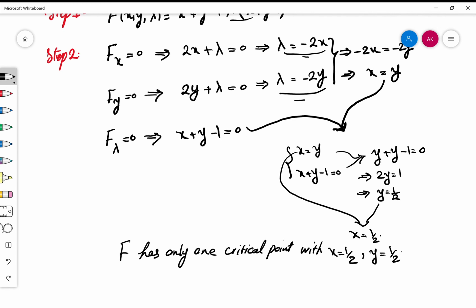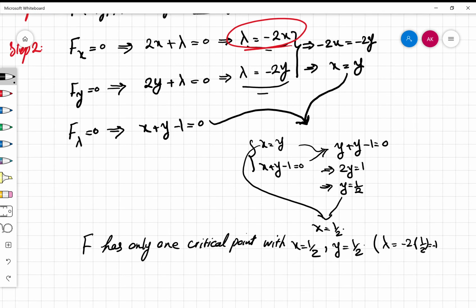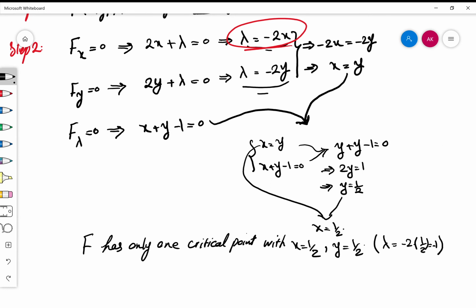Well, someone can also find lambda. Lambda can also be found here. I can use this equation. Lambda is negative 2 times x, which is negative 1. But we don't need it. We won't use lambda here.